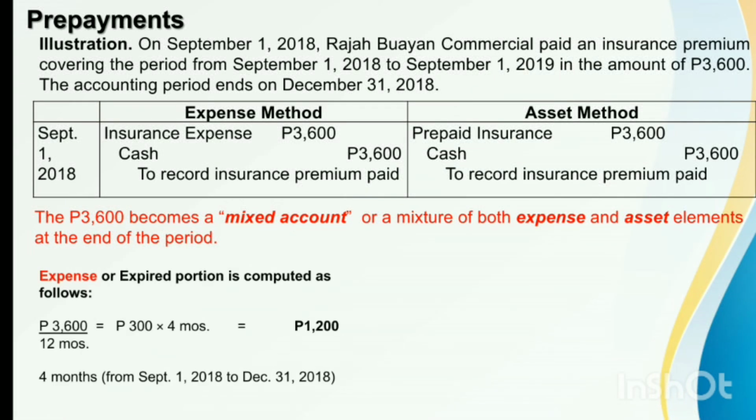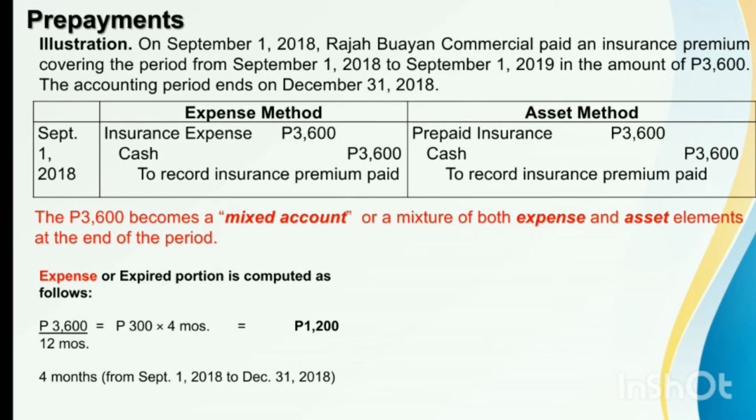So the 3,600 is the insurance premium for 1 year, from September 1, 2018 to September 1, 2019. We are going to divide the 3,600 by 12 months because 1 year consists of 12 months. So 3,600 divided by 12 months, the answer is 300 pesos. And 300 pesos is the insurance premium every month. The 300 pesos monthly insurance premium will be multiplied by 4 months, which is the number of months that already lapsed, starting from September 1, 2018 to December 31, 2018.